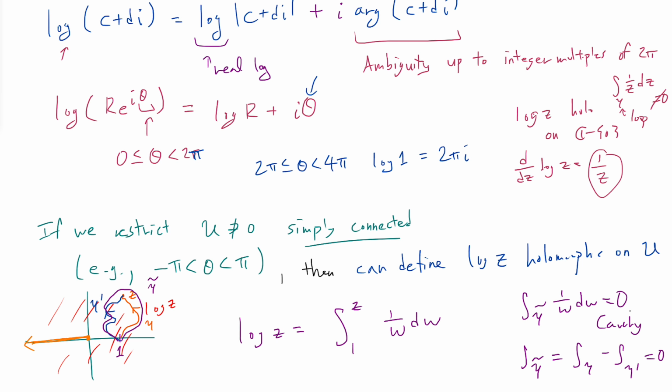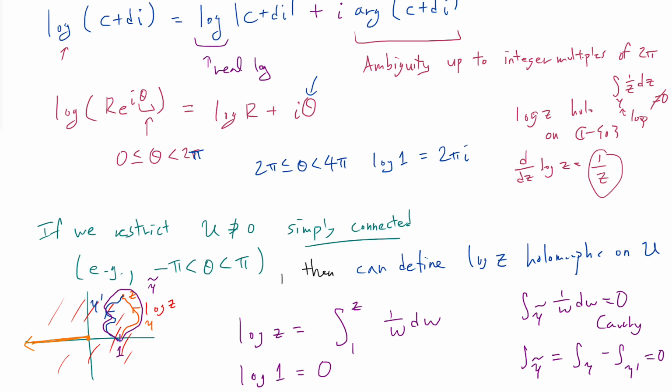So you know the integral along gamma and the integral along gamma prime are the same. So this is again one of these standard tricks. So you can actually define it to be this, and in particular we're defining log of 1 to be 0. And from this definition you can check that everything is holomorphic. So this is, I think, a Stein and Shakarchi way of doing this.